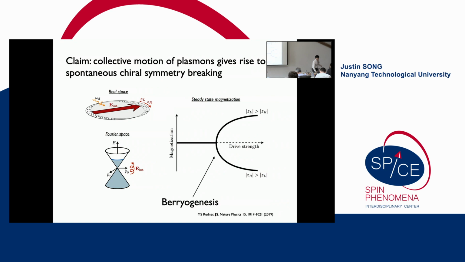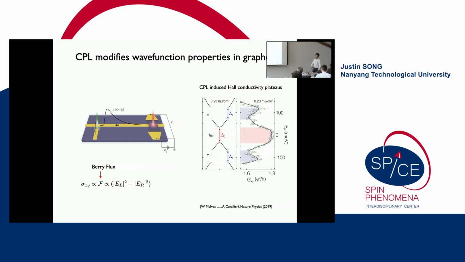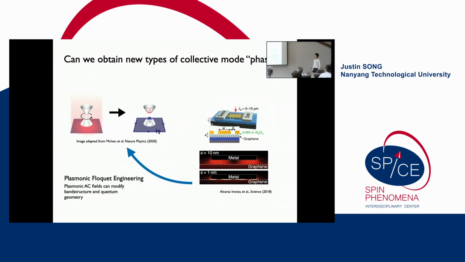Right. So we call this Berry-genesis, and it really comes a little bit from the idea that AC fields can modify band structure and topology. As we know from James, when you shine circularly polarized light on graphene, you can open up a gap, you can create some Berry flux. But the kind of fields that you need are very, very high, right? So where would you get high fields? You might think, okay, maybe plasmons might get high fields, because you compress the mode volumes down.